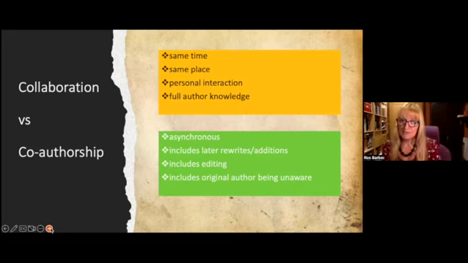And co-authorship can cover that, but it can also cover something that's asynchronous. It's done at a different time. It can include later rewrites and additions. It can include editing. It can include the original author being completely unaware. You know, they could have died and someone's come in and, well, like what George Chapman thought he was doing with Hero and Leander. That's co-authorship, right? Marlowe had no hand in that, would not have sanctioned such a crummy writer. Sorry, George, I'm finishing his poem.